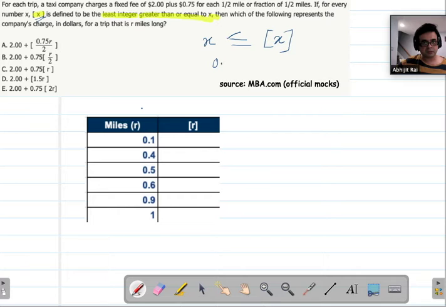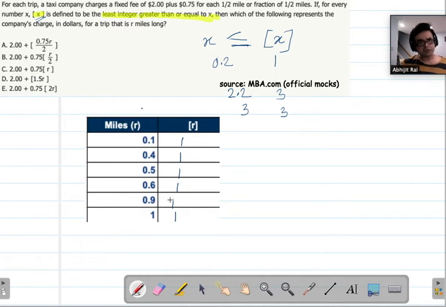So if x were 0.2, the least integer greater than 0.2 would be 1. If x is 2.2, it will be 3. If x is 3, then this will be 3, because remember there is equality also here. Quickly looking at all the values of least integer of r for these values of r, 0.1 is between 0 and 1. The least integer greater than 0.1 is 1. 0.4, same thing. 0.5, same thing. 0.6, 0.9, and 1, also same thing. The least integer of r is always 1 in these cases.